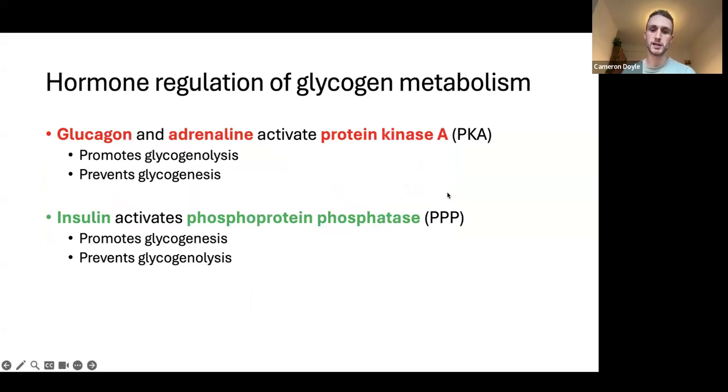Okay, so a bit about hormone regulation. Glucagon and adrenaline promote glycogenolysis and prevent glycogenesis through activation of protein kinase A. I'm not really going to go into too much detail about these molecules. The main point is that the function of glucagon and adrenaline is to increase your blood glucose levels. So they will want to increase the release of glucose into the bloodstream, so they'll increase the lytic pathway that's breaking down that glycogen. And insulin will have the opposite effect through activation of this enzyme, phosphoprotein phosphatase.